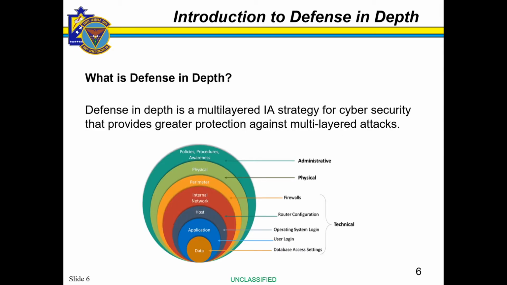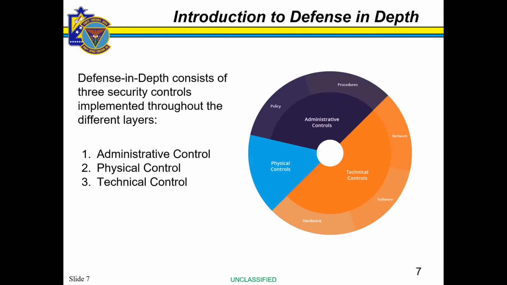Knowing these two terms leads us to what defense in depth is. Defense in depth is a multi-layered IA strategy for cybersecurity that provides greater protection against multi-layered attacks. As there isn't a set structure for defense in depth, the following diagram shows us a layered example of how defense in depth would look like, and a good way to explain the different defenses through the classification of security controls. There are 3 security controls. These security controls are administrative, physical, and technical, and each layer does something different.